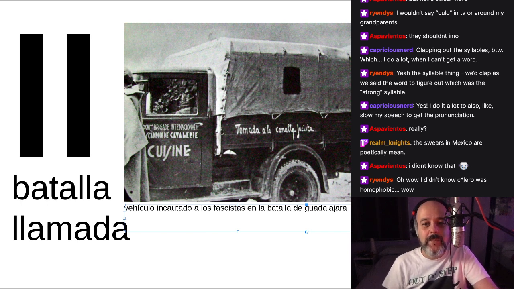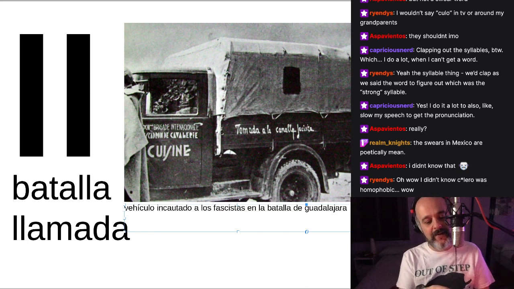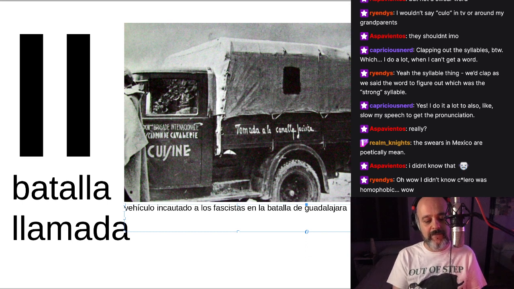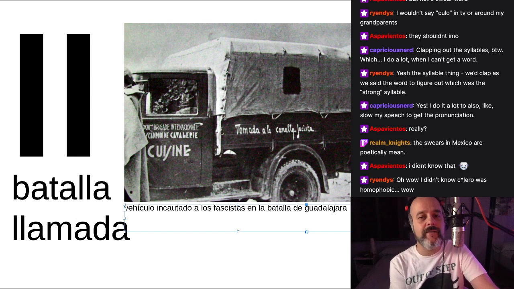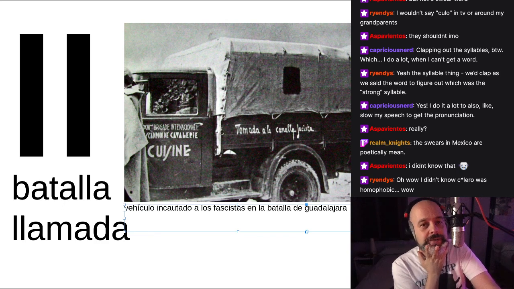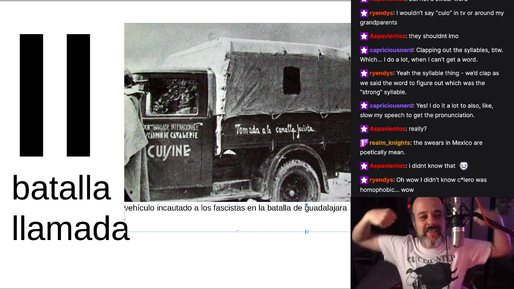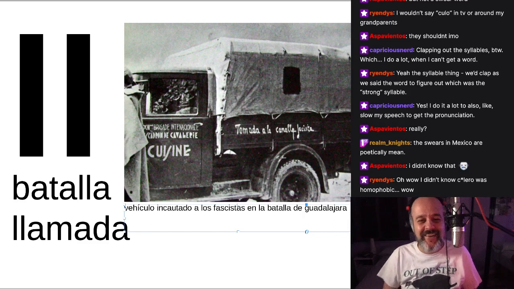The swears in Mexico are poetically mean. It's incredibly homophobic, which sucks, because it has so much wordplay potential, but I cannot do it anymore. It is homophobic as fuck. I'm not gonna use that word anymore. I used to like it because of the sound. Because again, in Spain, culo is no big deal. But it's difficult, because you can use the word for muscle, músculo. So what do you call those guys who are in the gym all the time? Put it together. I'm not gonna say it.